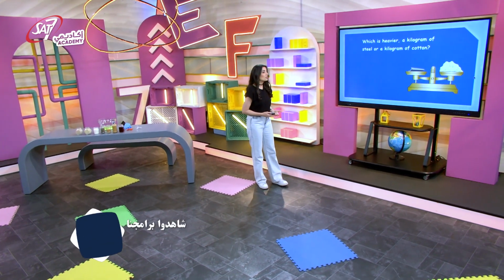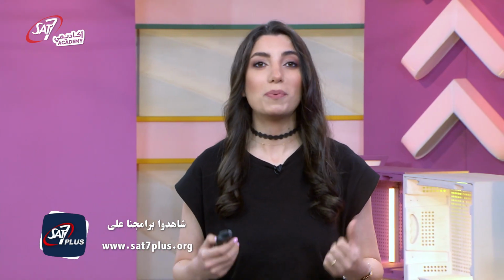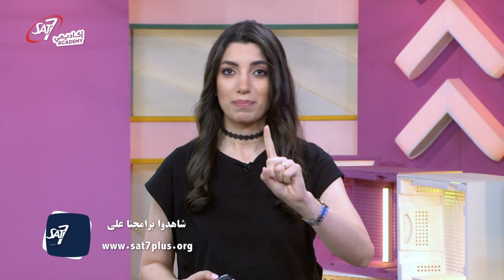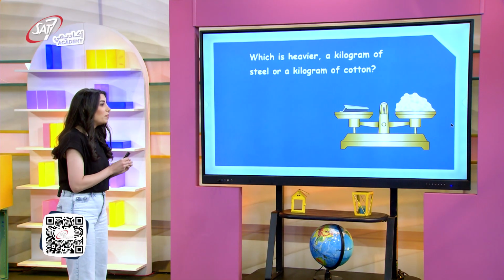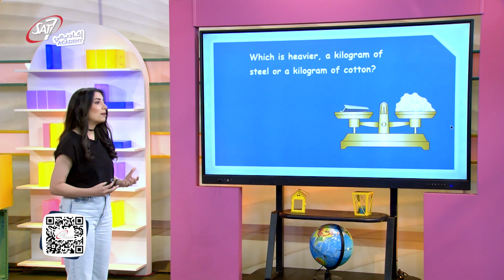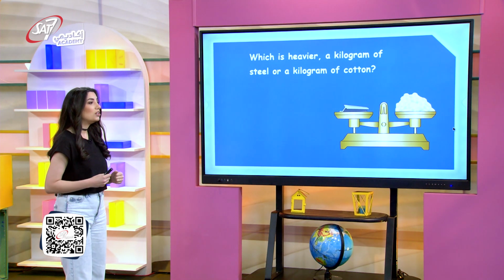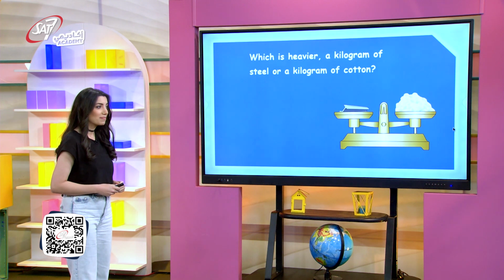These two amounts are equal because they both represent 1 kilogram. The difference is that a kilogram of steel is a small piece, but to make a kilogram of cotton, we would need a huge amount of cotton. In this episode, we're going to explore weight. How do we measure the weight of items, and what for? Stay tuned to know more.